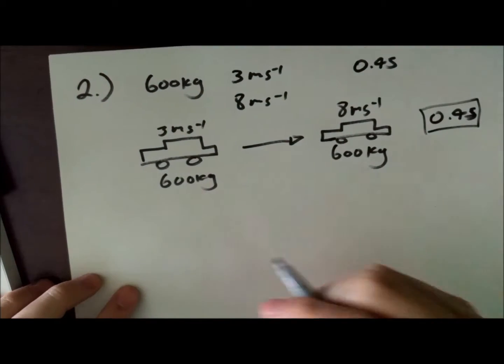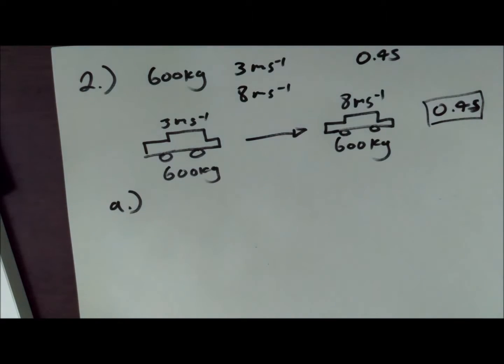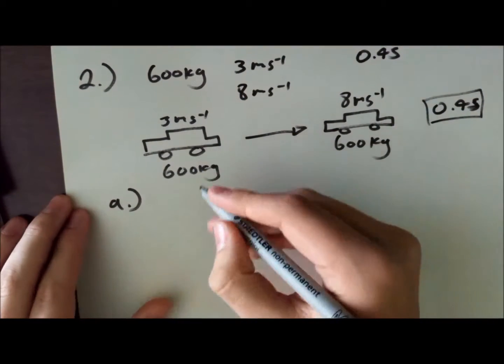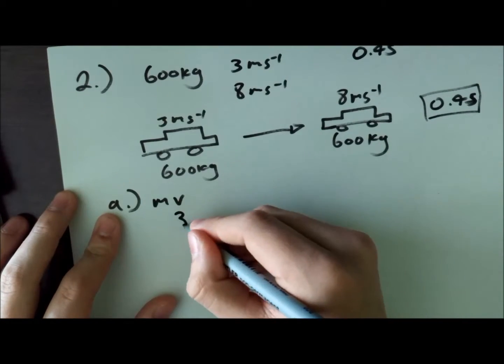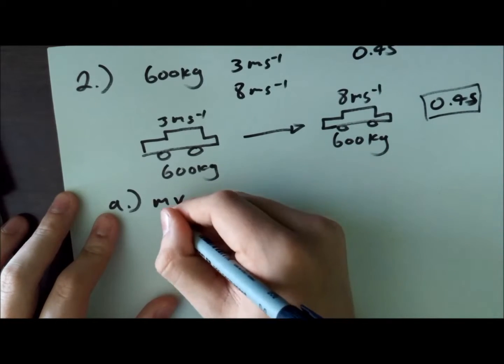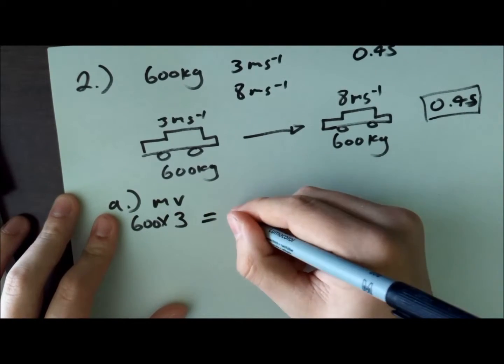With this information, they ask the change of momentum of the car due to the impact. Now we know that the initial momentum will be m times v, which is 600 multiplied by 3, which gives us 1,800.